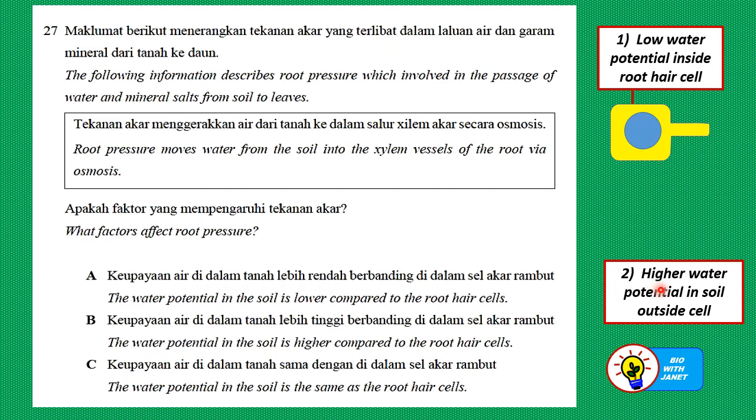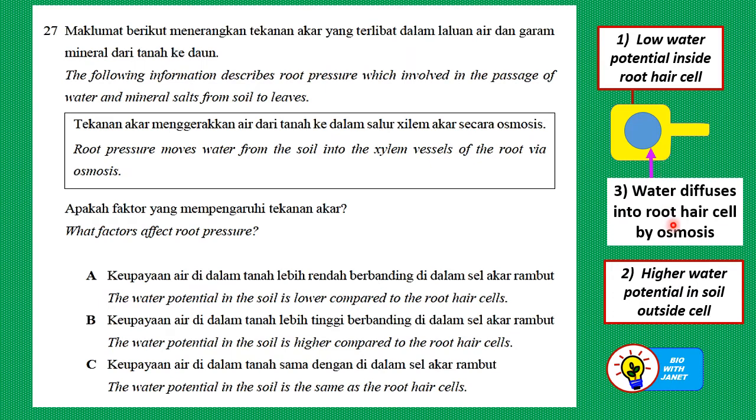So for the soil solution outside, let's say there's rain, so it may dilute the soil solution, and it usually contains higher water concentration or higher water potential than inside the cell. So the soil solution has higher water potential than inside the cell, and that's how osmosis occurs, where water diffuses into the cell from the soil solution by osmosis. And then from this one cell, the water will diffuse to the adjacent root cell, and so forth until it reaches the xylem vessels in the center of the root. And that's how the root pressure force is produced.